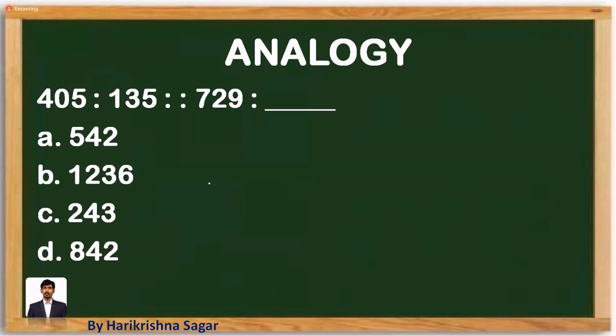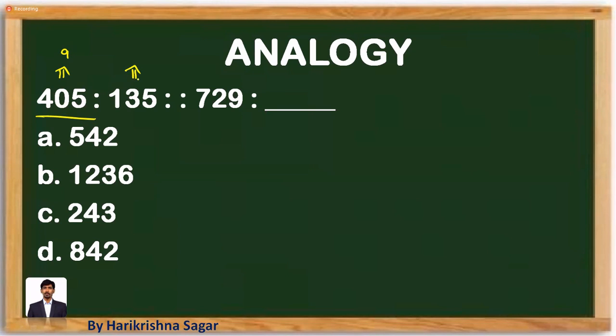If you are not aware of this logic, there is another smart way of dealing with the question. You can just observe the first number, 405. Can you please tell me the digital sum of this number? Digital sum is nothing but adding all the individual digits and checking the overall result. What is 4 plus 0, 0 plus 5? 4 plus 0 plus 5 gives a result equal to 9. That's very clear.